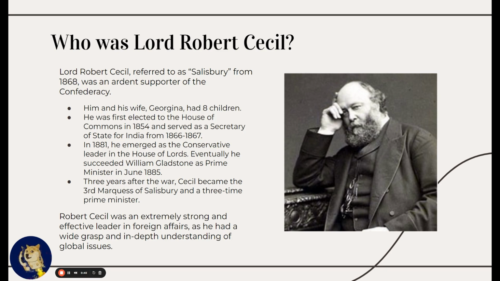In 1881, he assumed leadership of the Conservative Party in the House of Lords and eventually succeeded William Gladstone as Prime Minister in June 1885. Following his tenure as Prime Minister, Cecil became the third Marquess of Salisbury and served 3 terms in office. He was highly regarded for his strength and effectiveness in foreign affairs, possessing a comprehensive understanding of global issues.